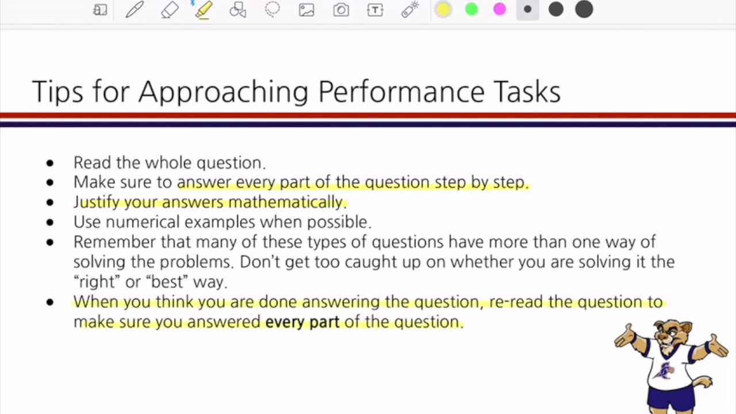When you think you're done answering the question, reread the question to make sure you've answered every part of the question. Go ahead and make a note on this one that students commonly lose points for not answering all parts of the question. I really want that to be your takeaway for today.